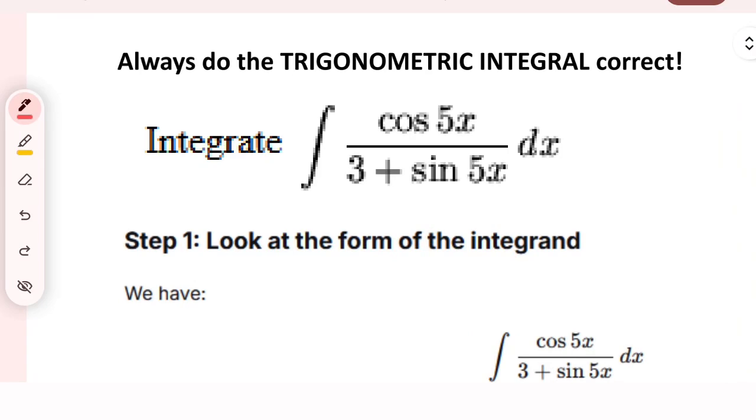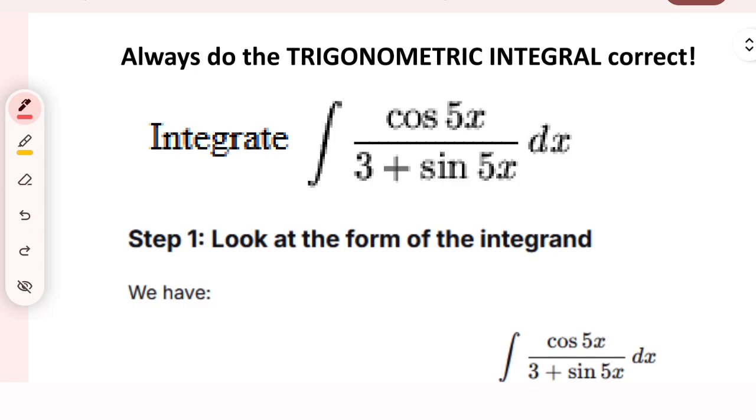Hello everyone, so in this video let's solve this trigonometric integral. Alright, so here's the problem: integrate cosine 5x divided by 3 plus sine 5x dx.